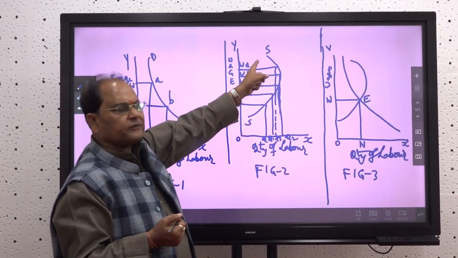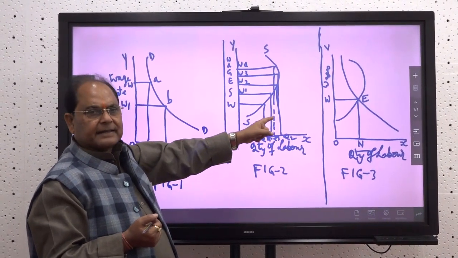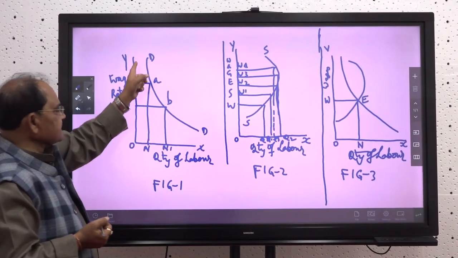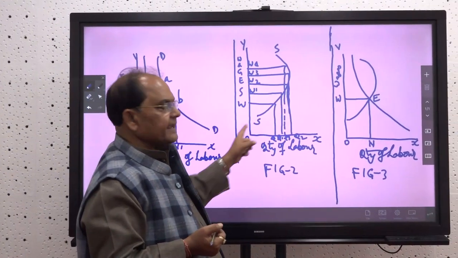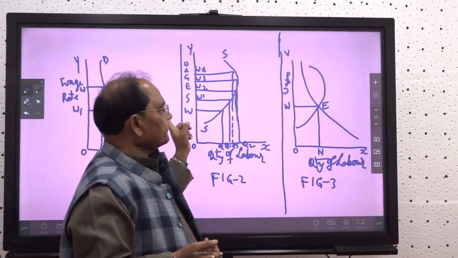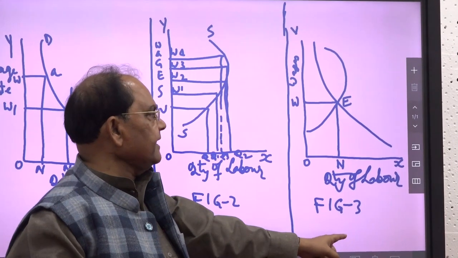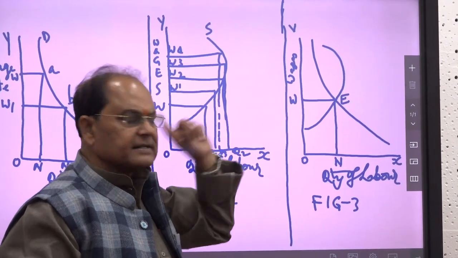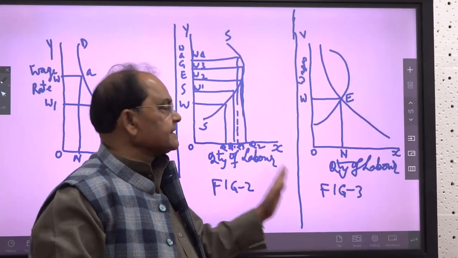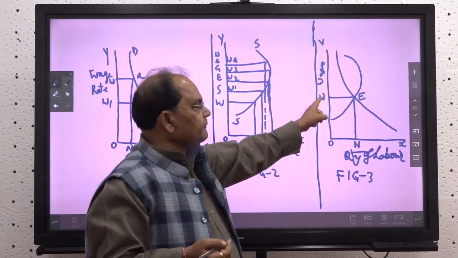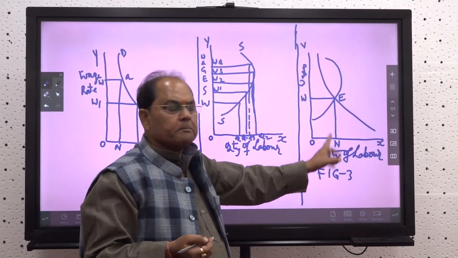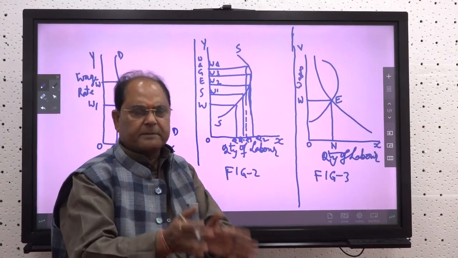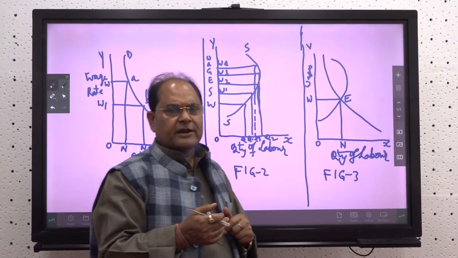So as a result, this curve shifts upwards. And what is the result? That at more wages, fewer workers are available, more workers are not available. So this is the demand side, this is the supply side, and both these curves are put into one diagram, that is figure 3. And here we get to know that at OW wages, ON workers are demanded. And as I said a little earlier, this OW wages and ON number of workers is equal to the marginal revenue productivity of the labor.